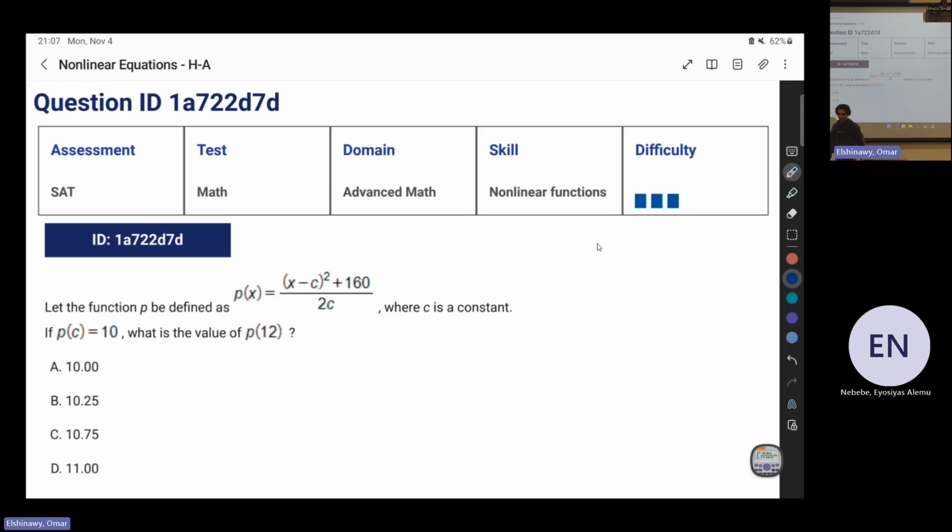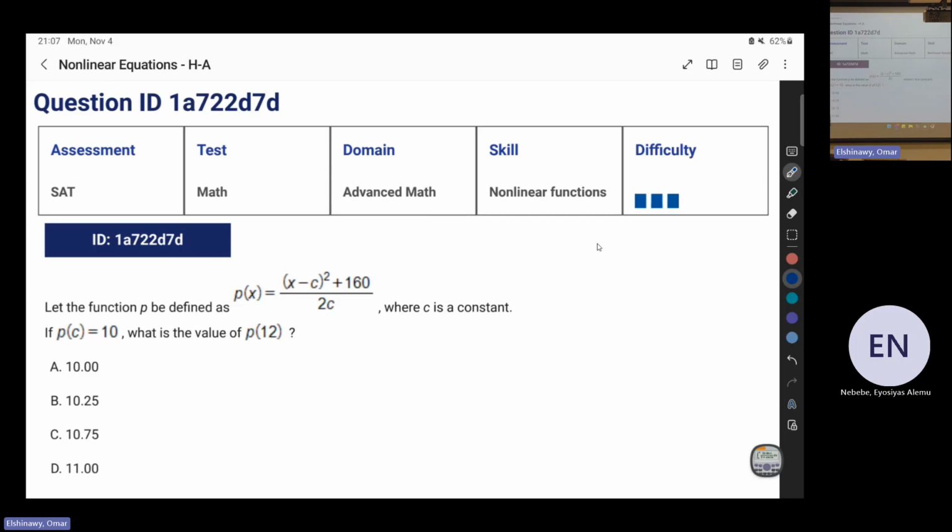So it's (C minus 10) squared plus 160 over 2C. The C is not 10. 10 is the value of P of C. C is an input. So if we remove X, we should put 10? No, you should put C.